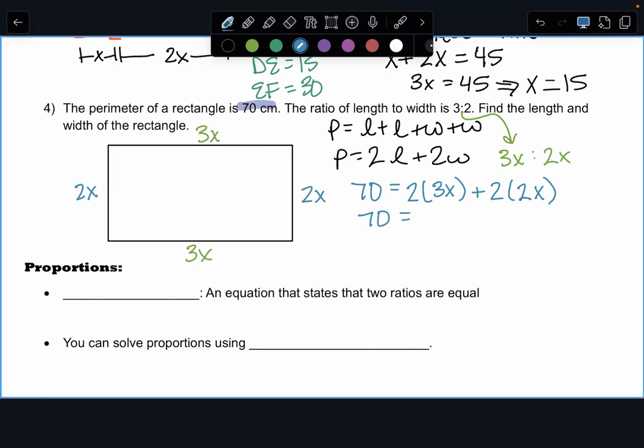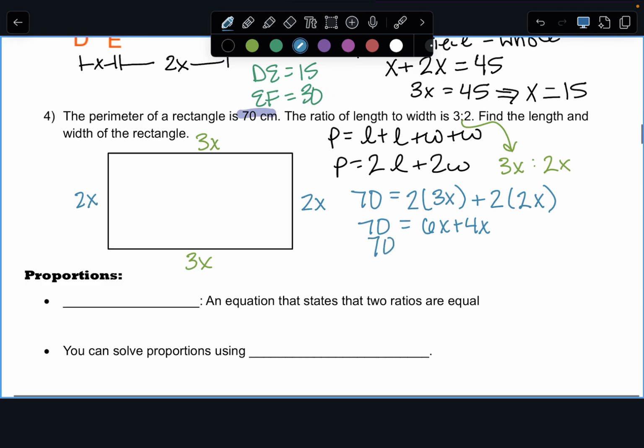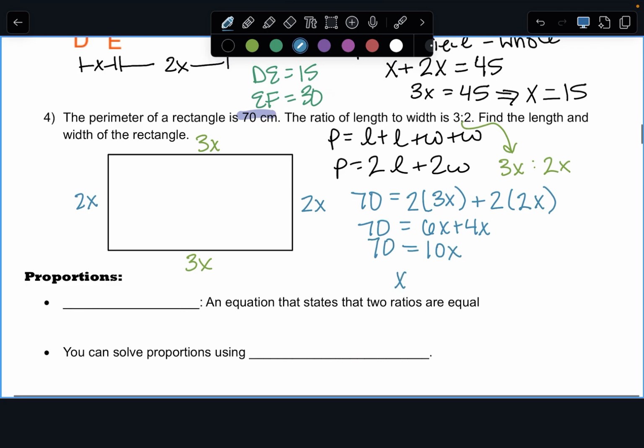On the right, what's 2 times 3? 6x, and then what's 2 times 2? 4, so 6x plus 4x. We get 10x. Divide by 10, x is equal to 7. Should I be done and circle that as my answer? No. Because my actual question said find the length and the width.